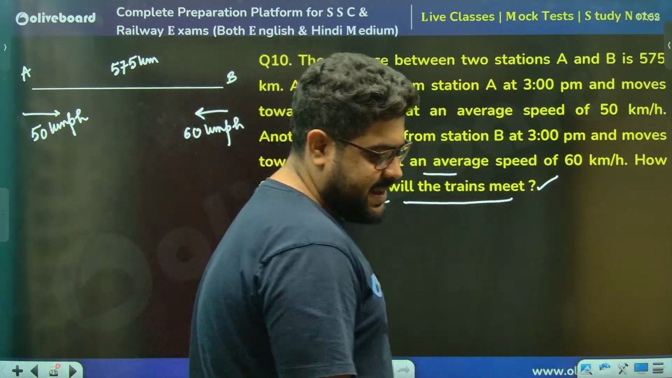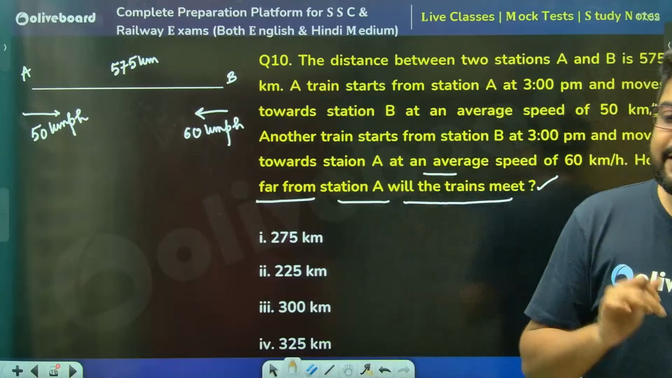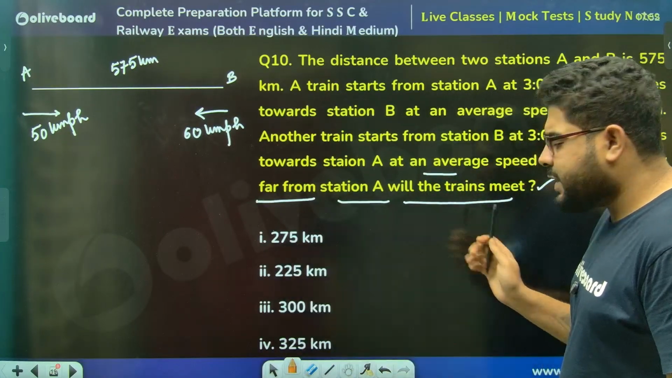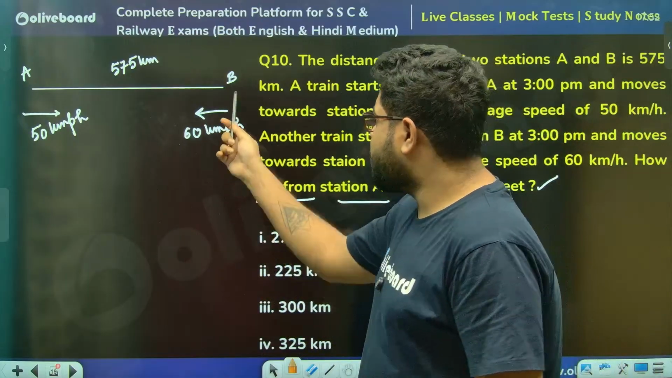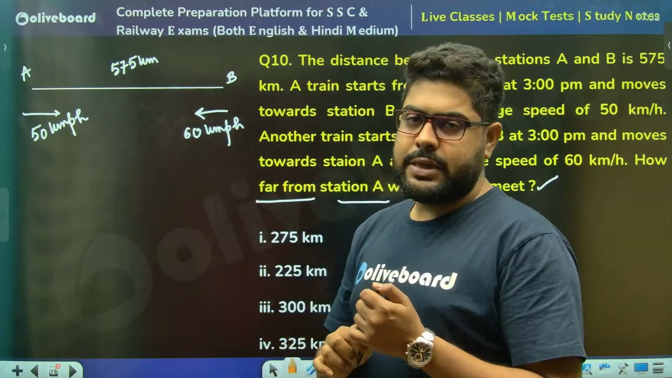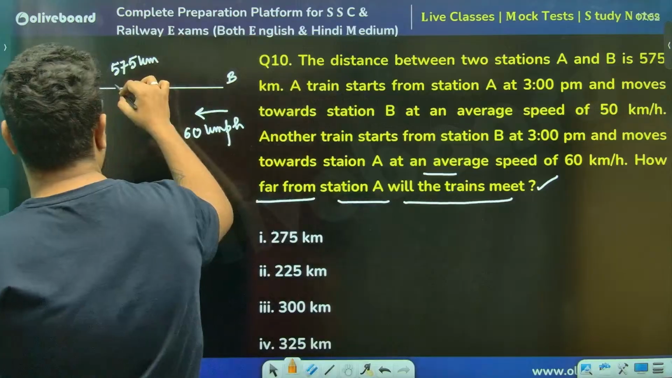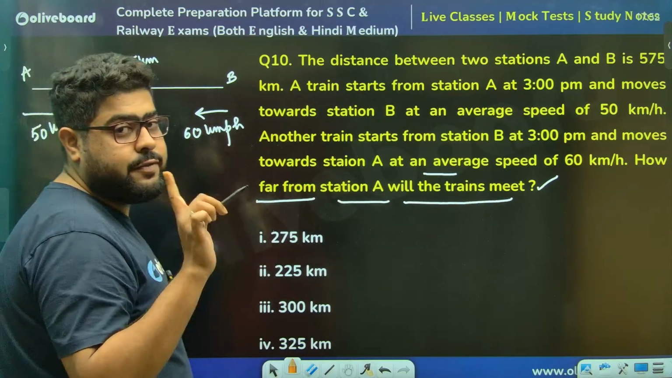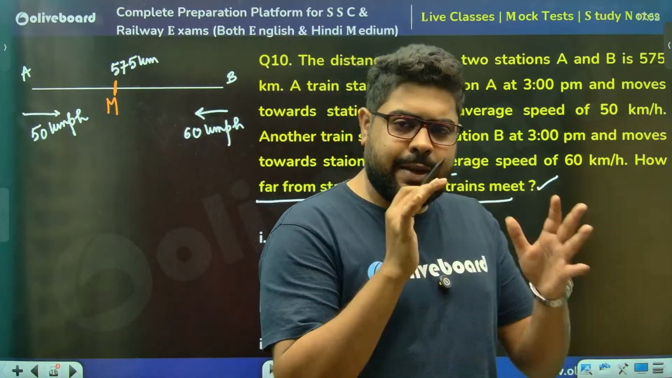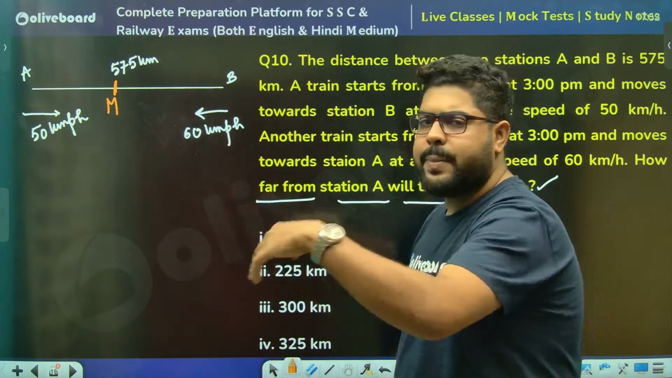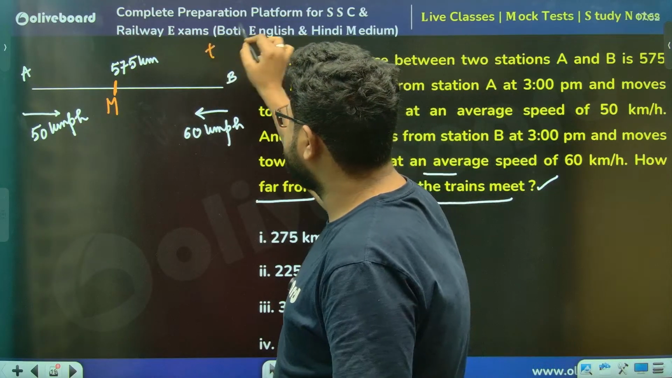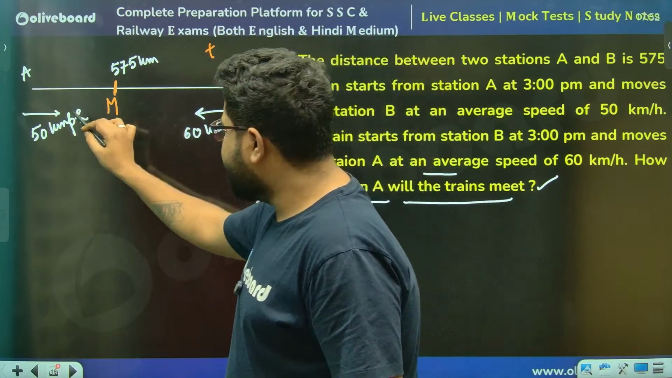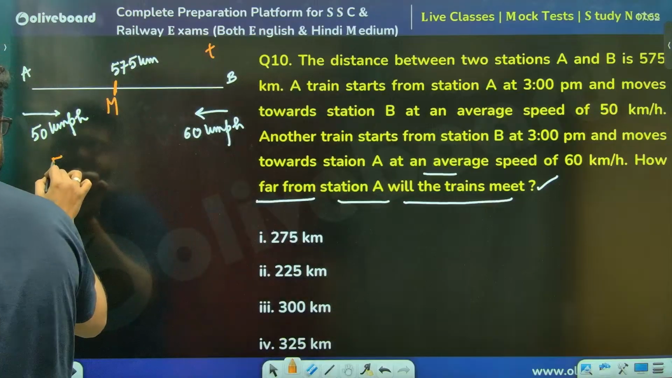That's the question. I've told you one beautiful concept here. Conceptually understand, sir: what is the meaning of meeting? If both of them have started at the same time, they will meet somewhere over here. This is the point of meeting. Understand, everybody. This meeting will happen after, let's say, T hours. So AM will be 50 into T.